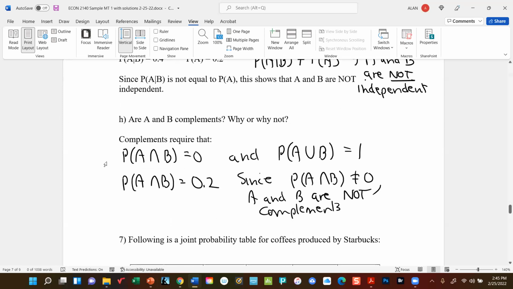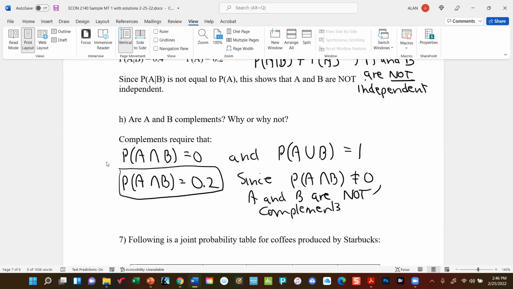Again, we have to show that the probability of A intersect B is empty, or 0 rather, and the probability of the union is equal to 1. But we can see that this is already false because the probability of A intersect B is just 0.2, which is clearly not equal to 0. And that means that A and B are not complements. Now, by the way, when you're doing this in the test, make sure you don't forget to give an explanation. Don't just say yes or no. You're also supposed to explain why.